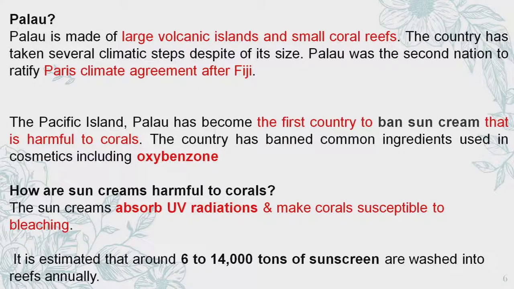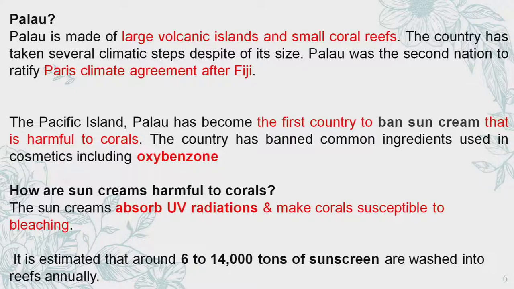So, Paris Climate Agreement, after the Fiji meeting, they banned the use of sun cream because indirectly it harmed the coral islands. So, the island took a strong decision of banning the usage of sun cream. Another example is oxybenzone. Oxybenzone is an example of a sun cream. And they estimated that they are using 6 to 14,000 tons per year.